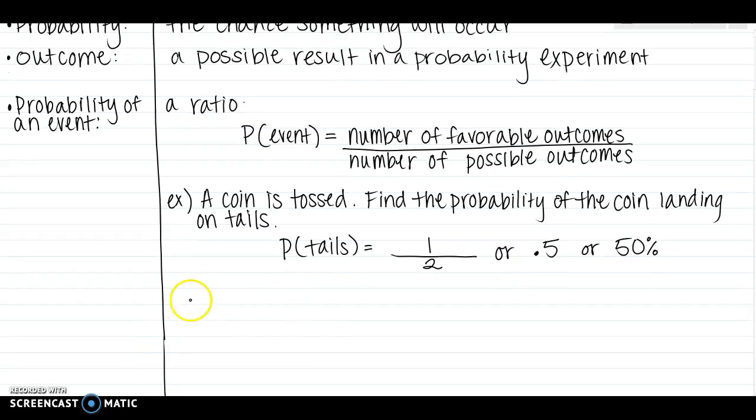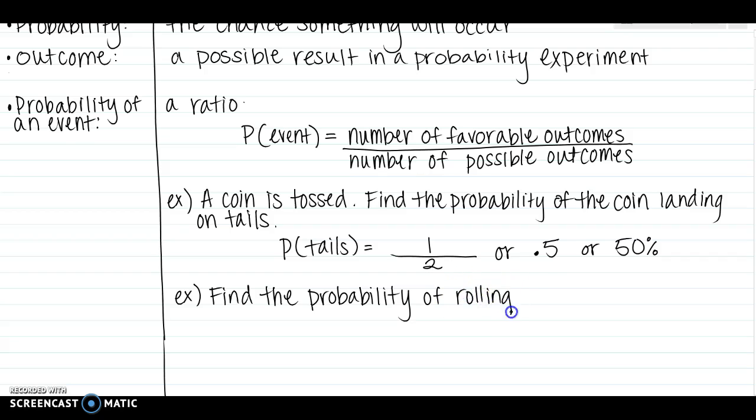Another example that might take us a little bit further would be something like find the probability of rolling a 2 or a 5 on a number cube.